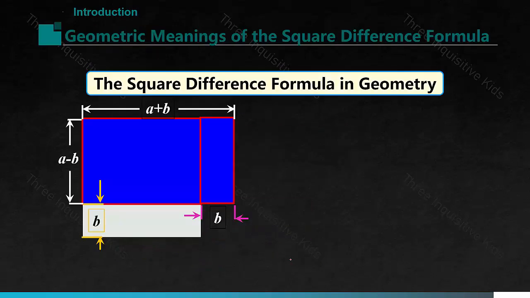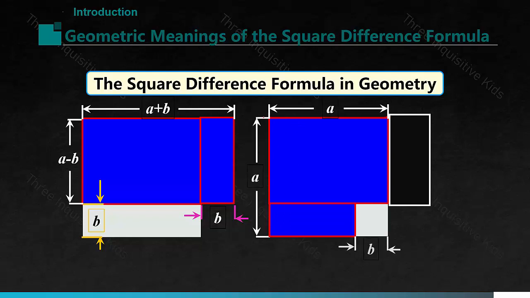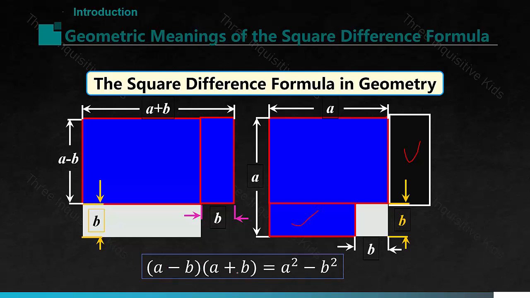This is a geometric diagram representing the square difference formula. And here we have a little animation to show you. It's always nice when you can have visual thinking. So this length is a, and these lengths are b. And you can see we moved this small rectangle from here to here. This proves that a minus b times a plus b equals a squared minus b squared. This equation is telling us the area of the shaded blue parts.